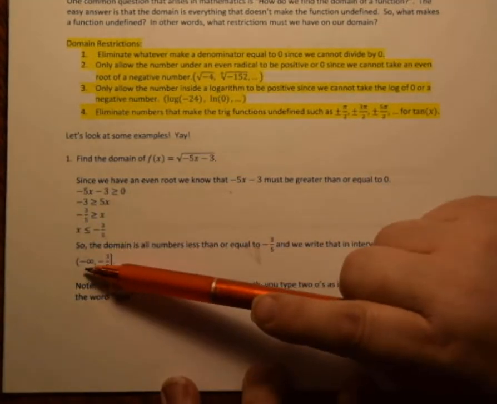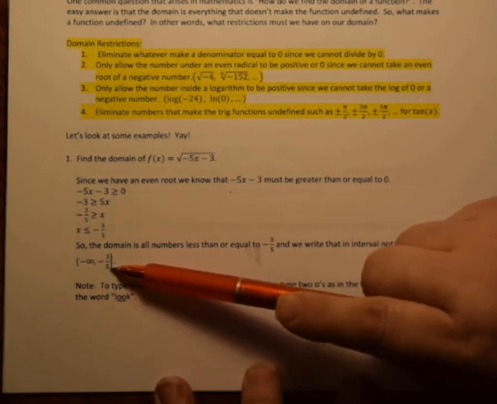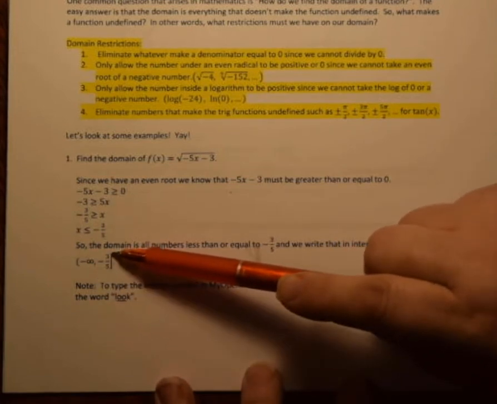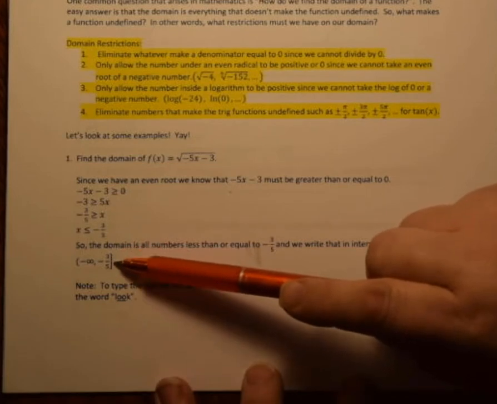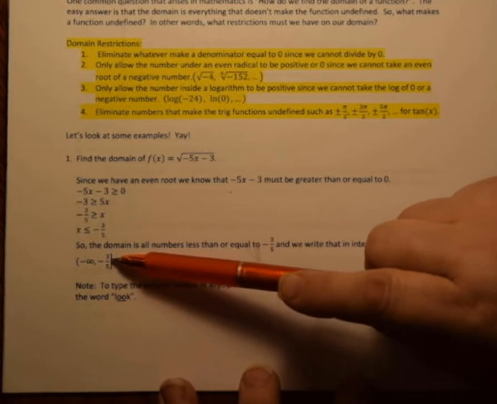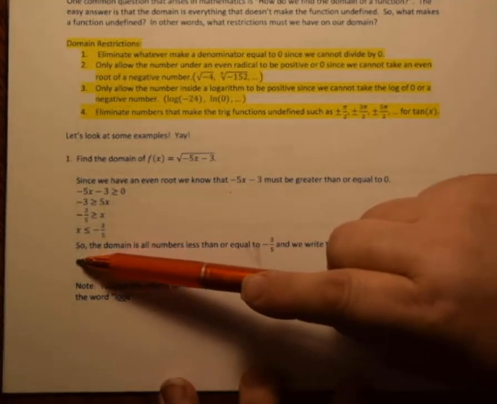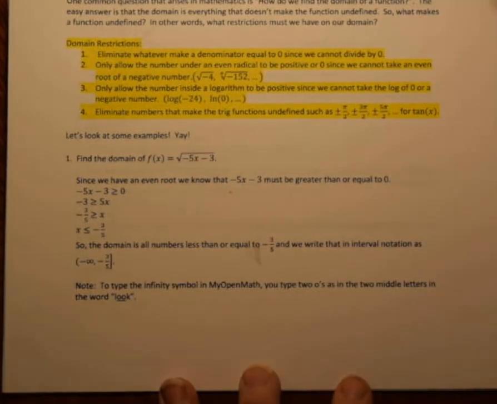And so our domain, we would start at -3/5 and go to the left. It would get smaller and smaller. And so the domain would be -infinity all the way up to -3/5, and we would include -3/5. So the square bracket, if you remember, means that we include that point. But a parenthesis means that we do not include the point. So we can never equal -infinity. So we always have a parenthesis at -infinity and also positive infinity.